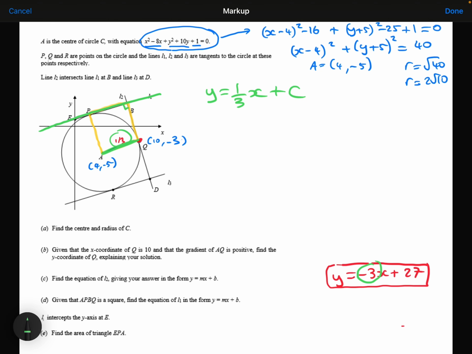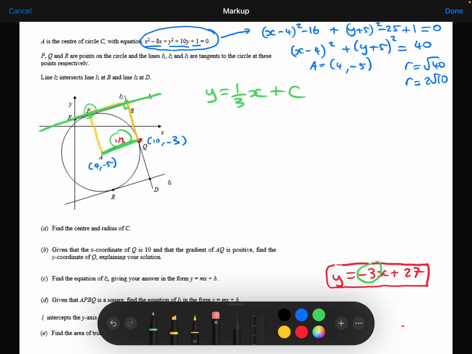But I do know, well, I don't know the y-intercept. I'd like to know a point that this line goes through. The problem is I don't know what point P is, and I don't know what point B is. But we can work those out with some work with vectors. So I'm going to work out point B using a vector.